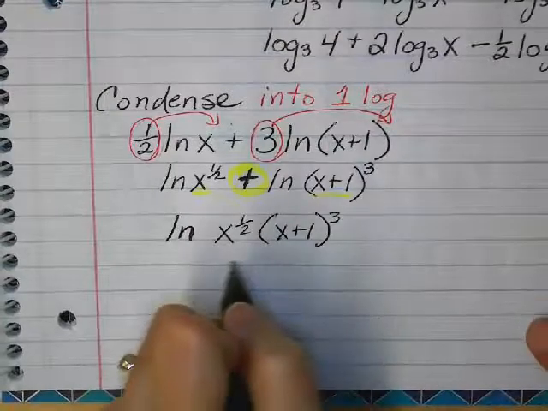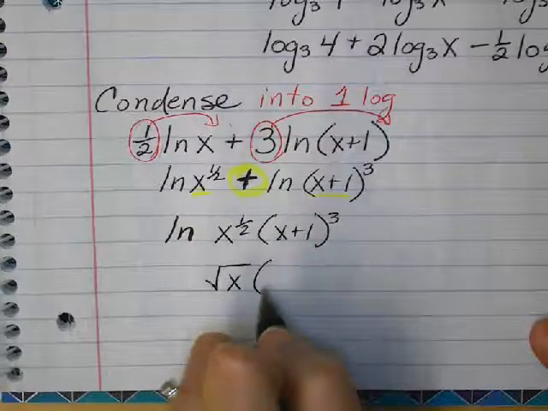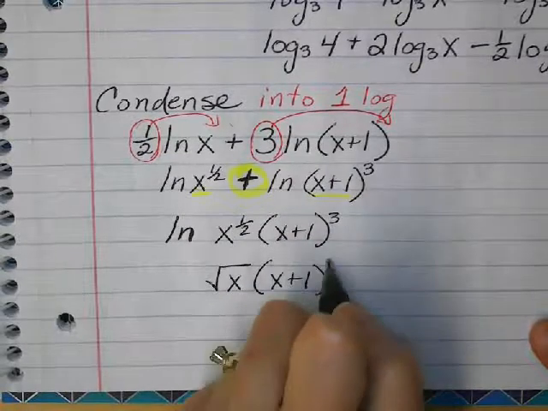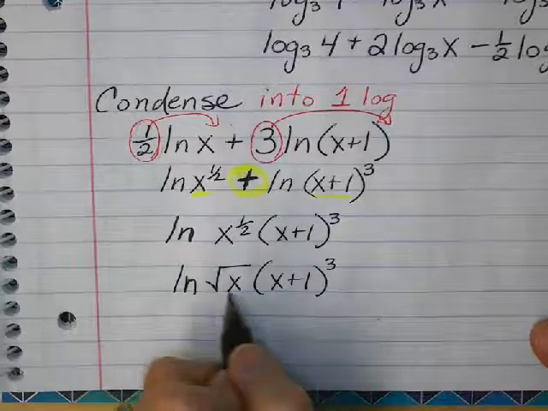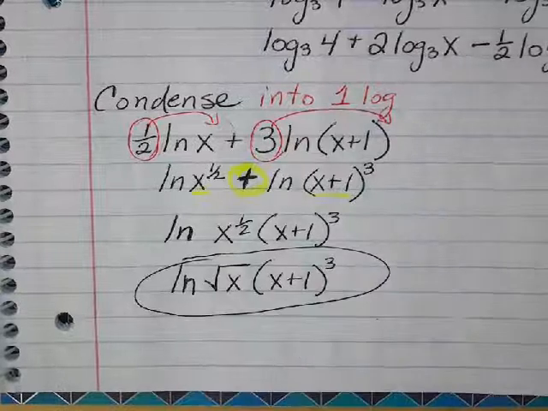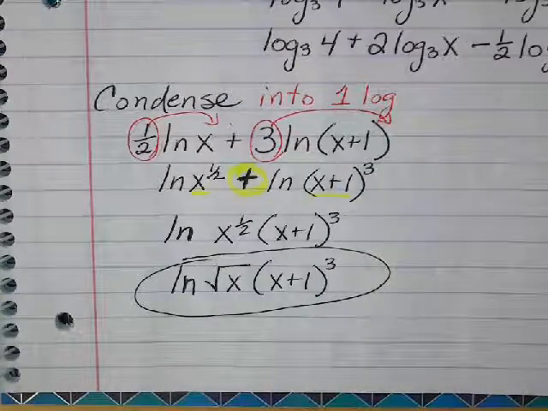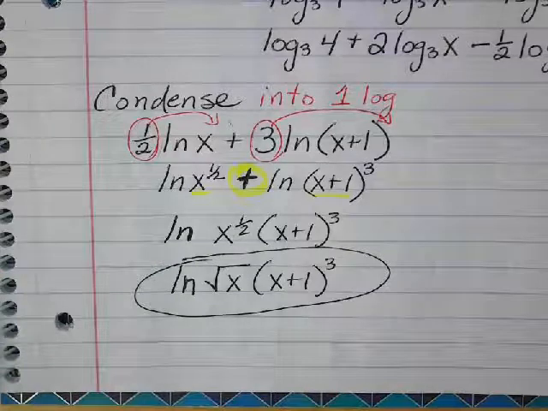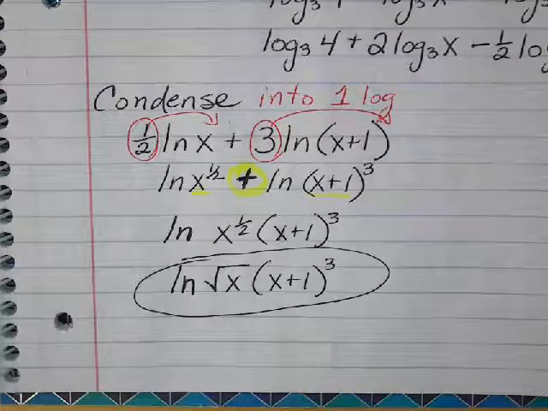And if you want, we were just talking about 1/2 power. That's the same as square root of x, and then (x plus 1) to the 3rd. You could have it like this: natural log of square root of x times (x plus 1) to the third. So hopefully you see it's not too bad. It's not horrible. It's just getting used to manipulating things with these properties.